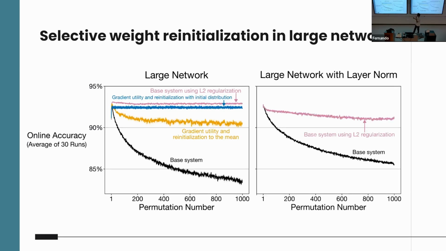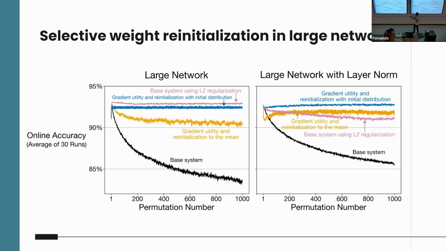Now let's look at the large network with layer normalization. Here are the results. Again, reinitializing weights with the initial distribution does maintain plasticity. The performance is not as crazy looking as the last one. And then reinitializing to the mean also seems to be more stable. It's not steadily decreasing, but it's also losing some performance compared to the beginning. So there's some hope because at least we managed to maintain plasticity in some cases.